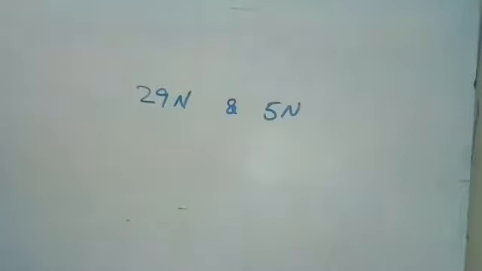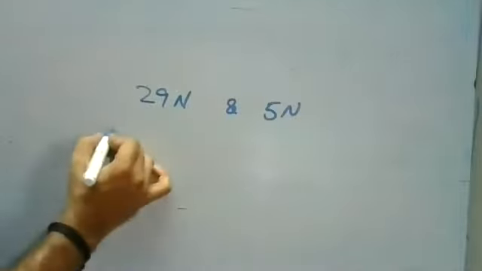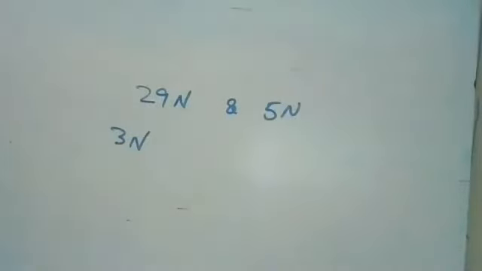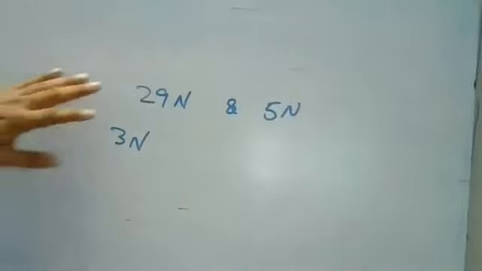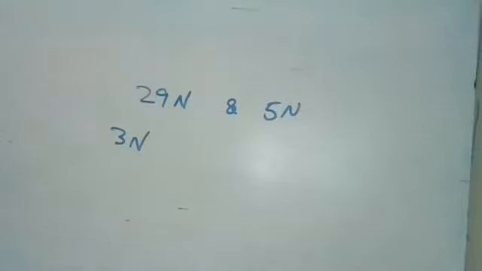If each force is increased by 3 Newton, find the resultant of two new forces acting at right angles to each other. I'll repeat the question. The greatest and the least resultant of two forces acting at a point are 29 Newtons and 5 Newtons. If each force is increased by 3 Newtons, find the resultant of two new forces acting at right angles to each other.